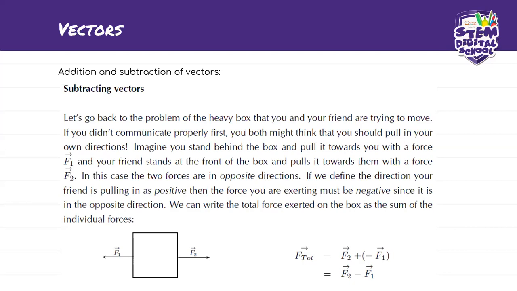If we define the direction your friend is pulling as positive, so you see now, it's up to you to now choose. Is your direction positive or is your friend's direction positive? So that is always a choice that you are going to have to make when you're drawing your vectors. Okay, so if we define the direction of your friend as pulling as a positive, then the force you are exerting must be negative since it is in the opposite direction.